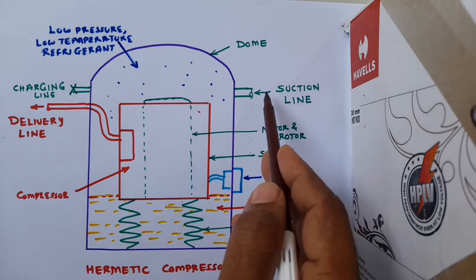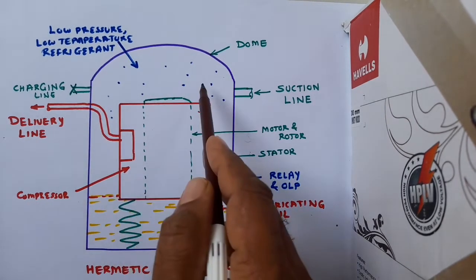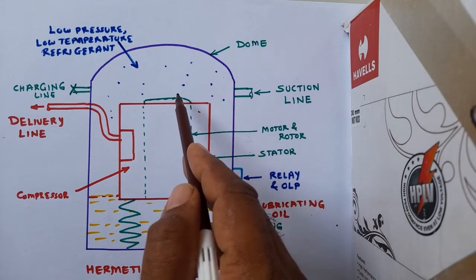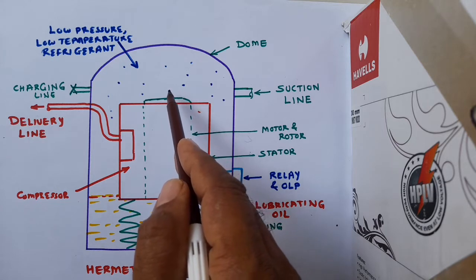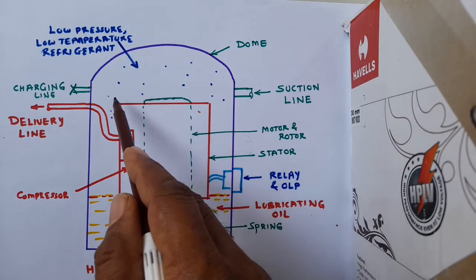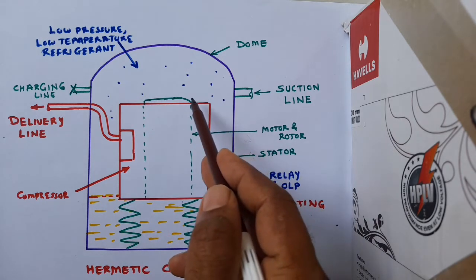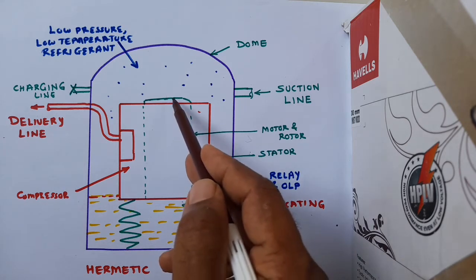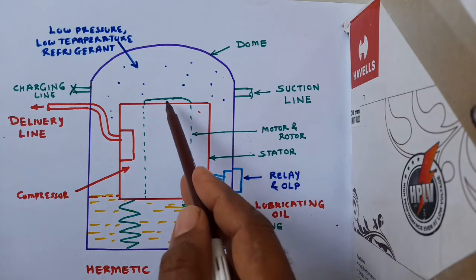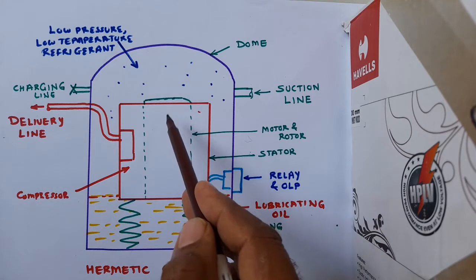Well, through the suction line, low pressure and low temperature vapor refrigerant enters the dome, and then it cools the winding. Otherwise there is no way to cool the winding. So the winding is cooled here, which otherwise generates a lot of heat, and then the refrigerant is sucked. There is an opening here through which the refrigerant is sucked into the compressor during the suction stroke.